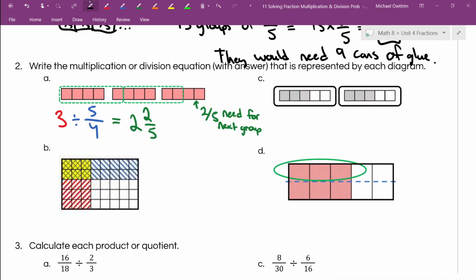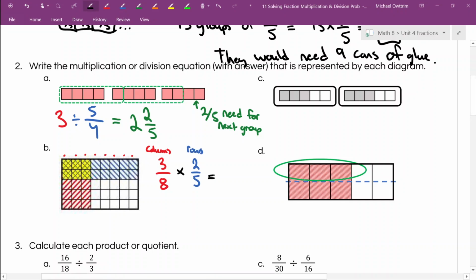In question B, this is going to be a fraction multiplication equation. For our columns, we are filling 1, 2, 3 of the columns, and there are 4, 5, 6, 7, 8 total columns. So for our columns, we have 3 out of 8. And we're going to multiply that by our rows. There are 2 out of 5 rows.